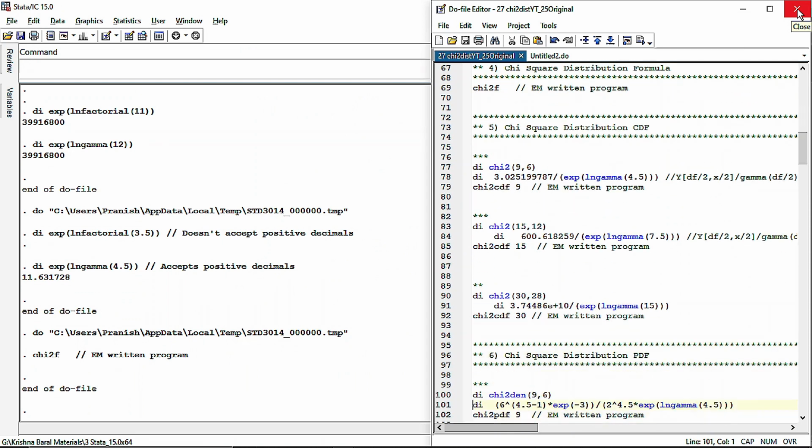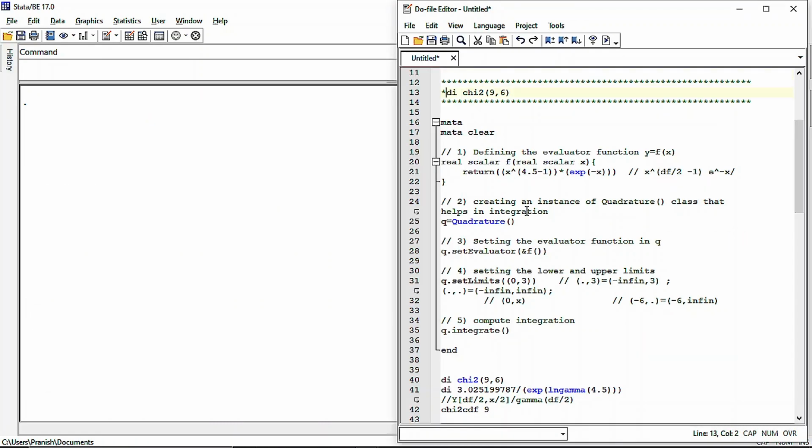Now we will calculate the CDF of the chi-square distribution for these three examples, and we will use the quadrature class in Mata. I will use Stata version 17 to calculate that; it is supported from Stata 16 onwards. What is the probability of x being less than or equal to 6 for a chi-square distribution with degrees of freedom equal to 9? First of all, let us calculate its lower incomplete gamma function.